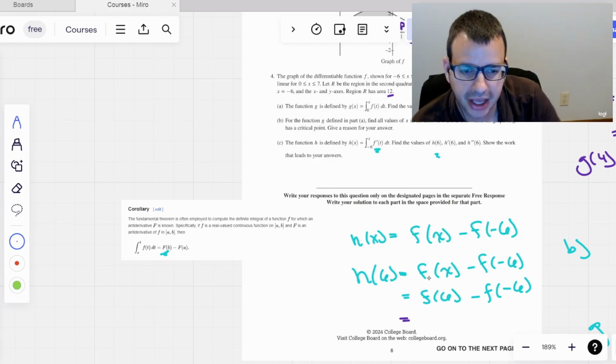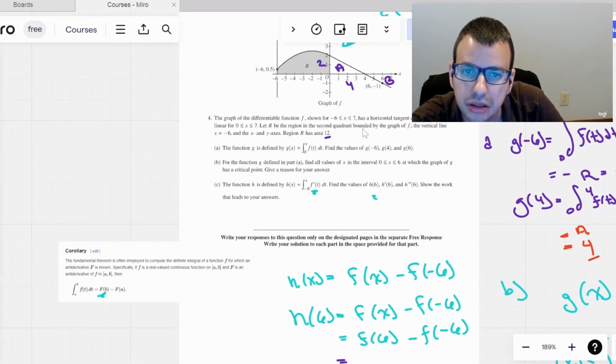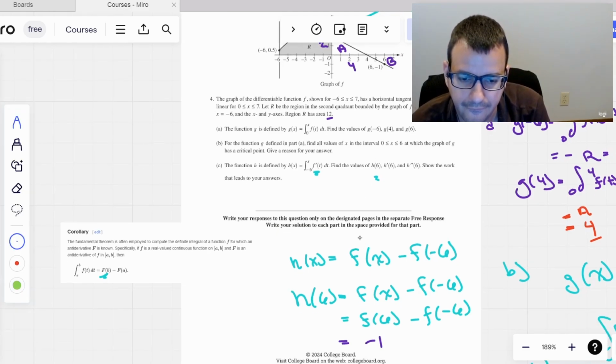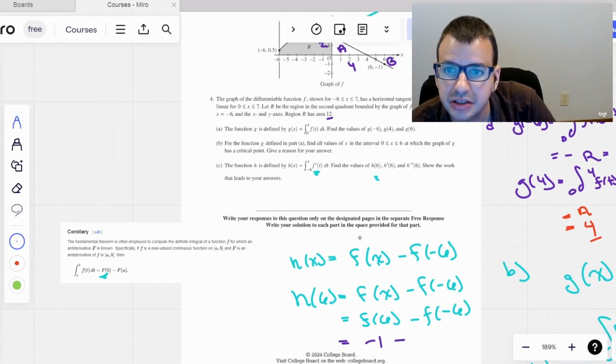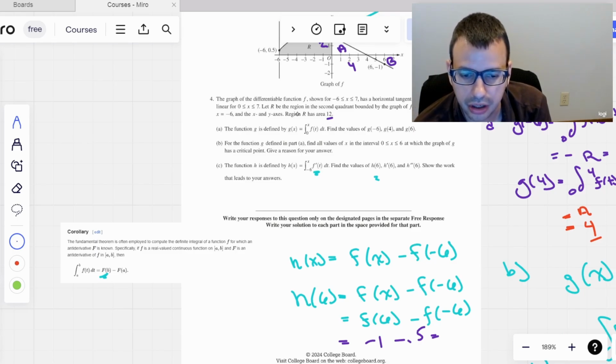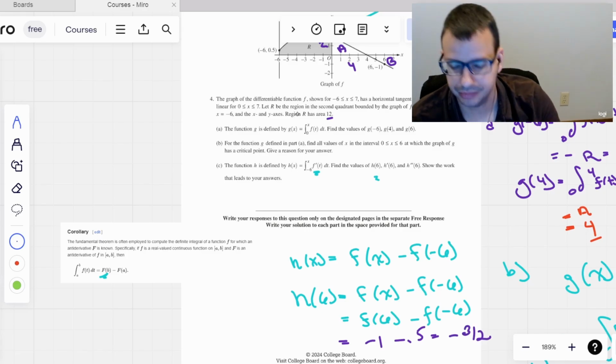So then this would be f of 6, which is negative 1, minus f of negative 6, which is 0.5. So this is going to give us negative 1 minus 0.5. So it'd be negative 3/2. Yeah, I'll go with that.